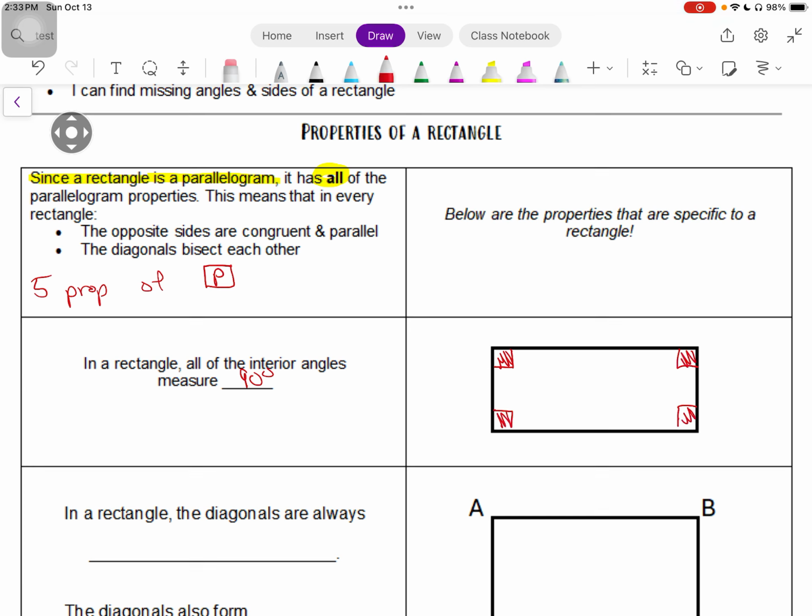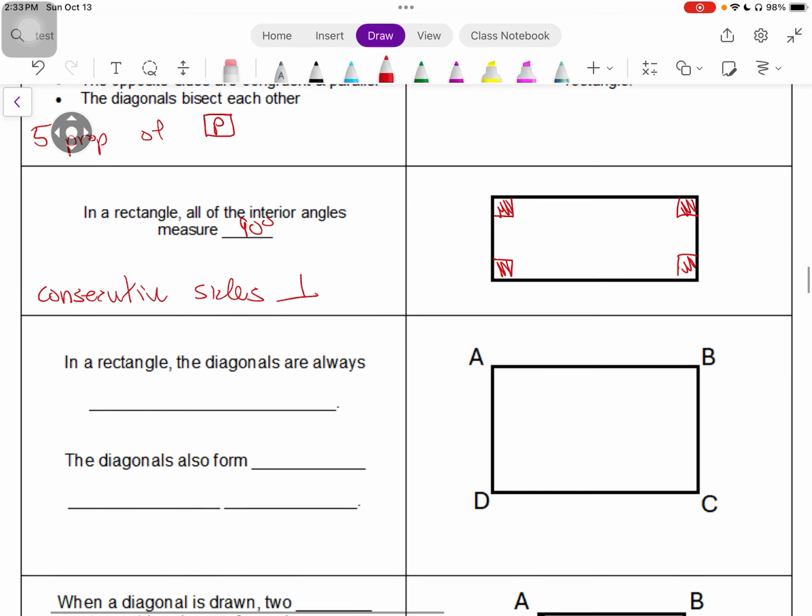Some people may say that consecutive sides are perpendicular. That's another way that people will talk about the angles being 90 degrees. All right. The next one.